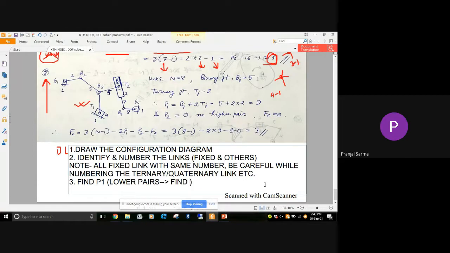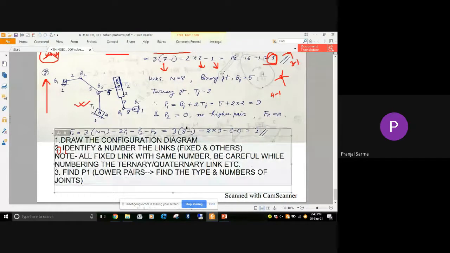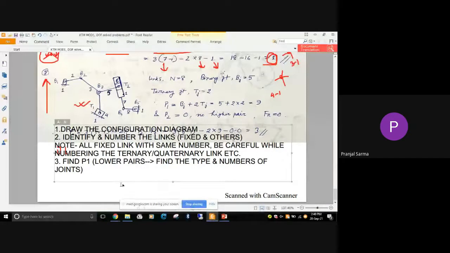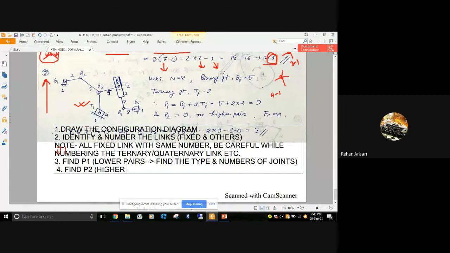For finding the lower pairs, find the type and number of joints. Correct. Yes or no? Yes, sir. Okay, so after that, what? Now we have to find out P2. P2 means higher pair. Okay, higher pair means what? What kind of contact?